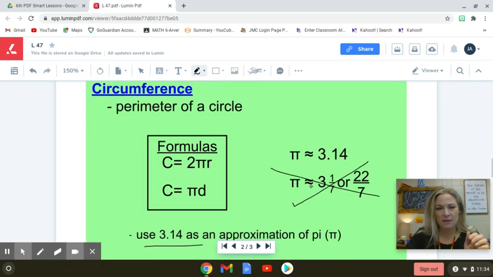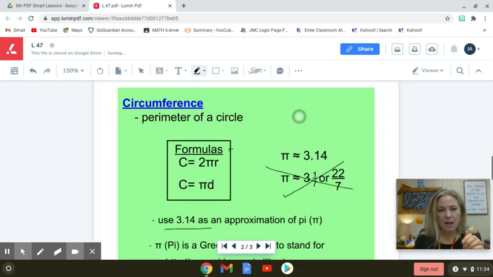Here we go. I'm just going to zoom out actually a little bit. Okay, so I've crossed that off. Circumference of a circle is the perimeter of a circle. Perimeter of any other space is the space around it. When we're working with circles, we call that the circumference.